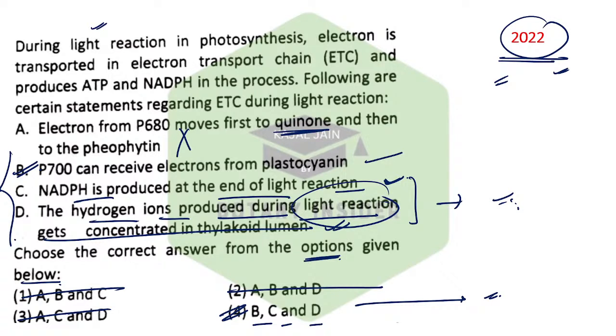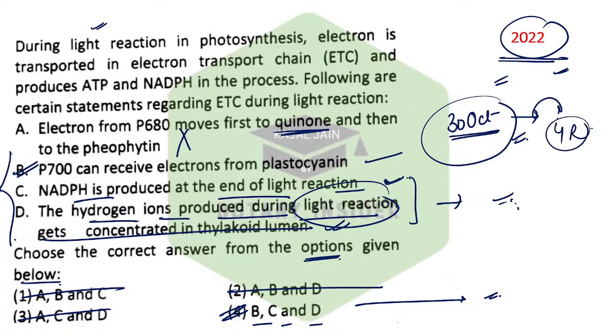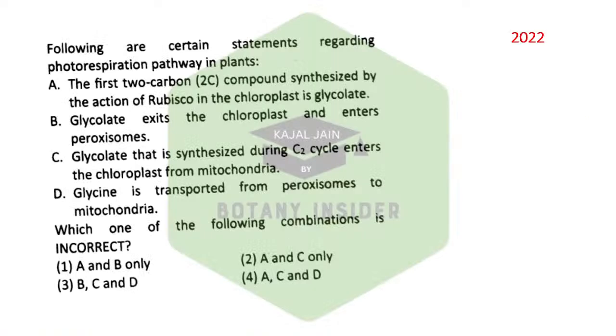Kajal, try doing the complete revision maximum by 30th of October. Complete your first thorough revision by 30th of October. After that, you'll have time for 4 revisions. By 30th of October, your first revision should be done in detail. Okay, so I hope this is clear. Let's move forward. D is the correct answer.